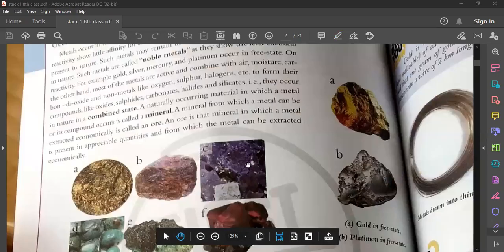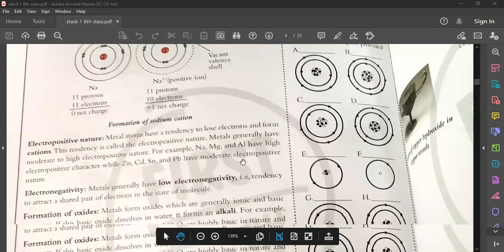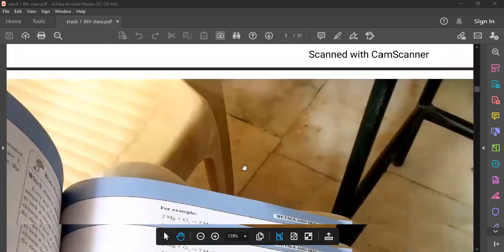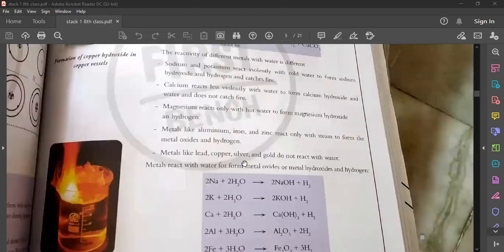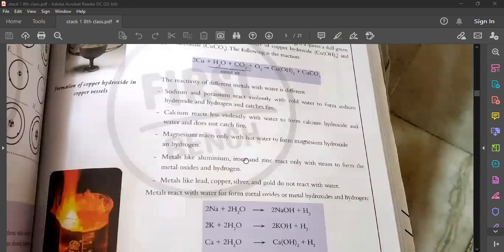Yes, sir. So last class we discussed up to chemical properties, finished. What about sodium and potassium?